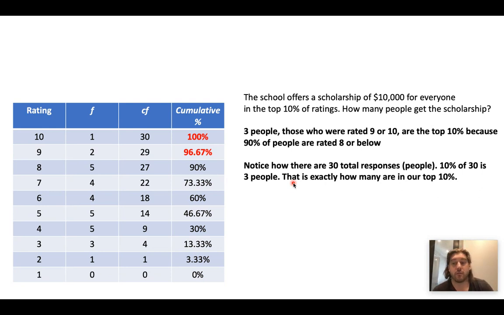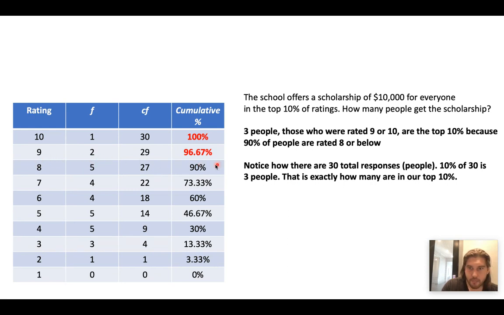Three people. When you think about it, that makes sense, right? There's 30 people. We want to give it to the top 10%, so that's 3. But let's use our table to make that decision. If we look at the cumulative percentage, what we're looking for is the place on the table that divides the top 10% from the bottom 90%. That place on the table is the distinction between a score of 8 and 9.